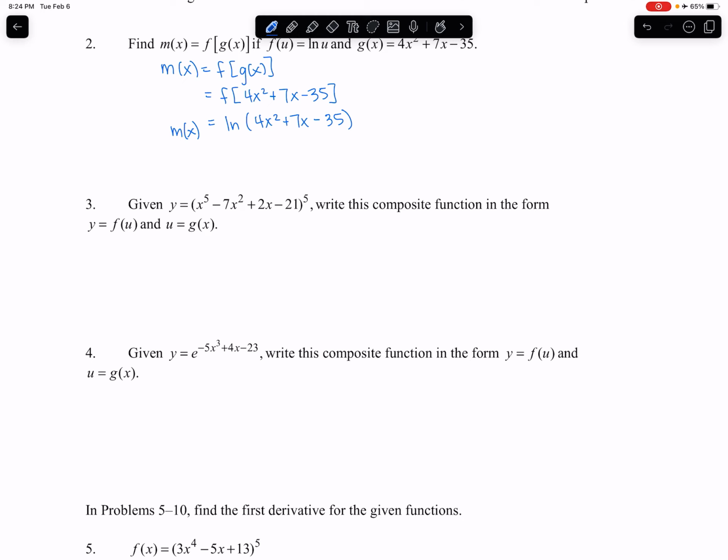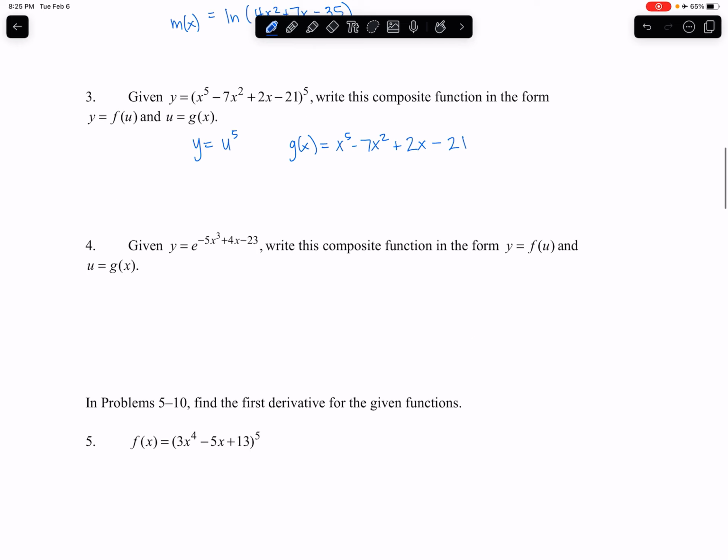Given y equals (x to the fifth minus 7x squared plus 2x minus 21) all raised to the fifth power, write this composite function in the form of y equals f of u and u equals g of x. So what's happening in terms of y? Well, it's taking this inside and raising it to a fifth power. So that's what we're going to write. Y is u to the fifth. Now what's inside? That's going to be our g of x. And g of x is x to the fifth minus 7x squared plus 2x minus 21. And that's all it's asking us, is to break it up into what functions are making this composite function.